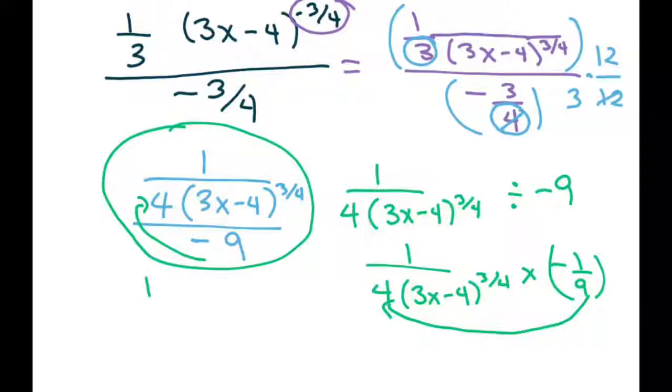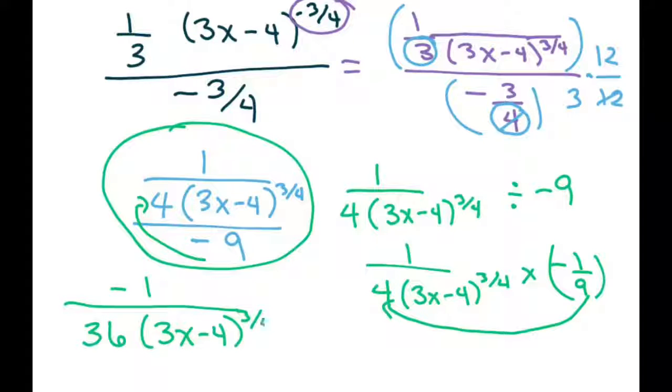So we get 1, it's going to be negative. I'm going to put the negative in the numerator instead of the denominator. It looks better. And you get 36, because 9 times 4 is 36, and then you just copy down your 3x minus 4 to the 3/4. And that would be your final answer.